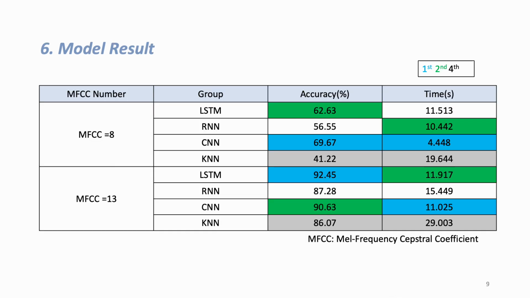The table below presents the results for each model. We performed model training by splitting the MFCC numbers into 8 and 13. When set to 8, as indicated in the table, CNN attained the highest accuracy at around 70% with the fastest processing time of 4.448 seconds. On the other hand, when MFCC was set to 13, LSTM achieved the highest accuracy at about 92%, while CNN demonstrated the shortest processing time at approximately 11 seconds.